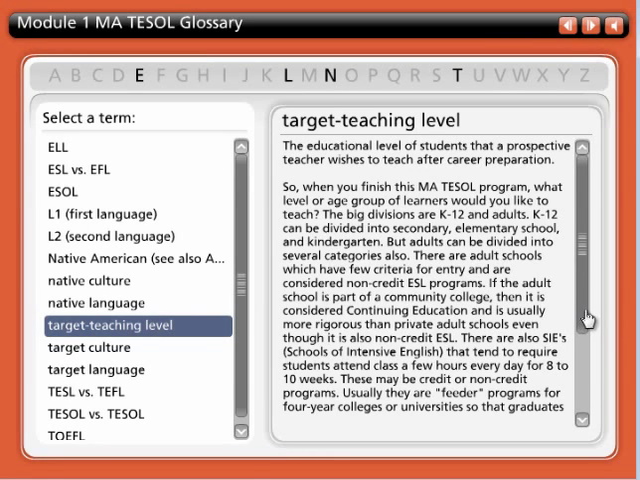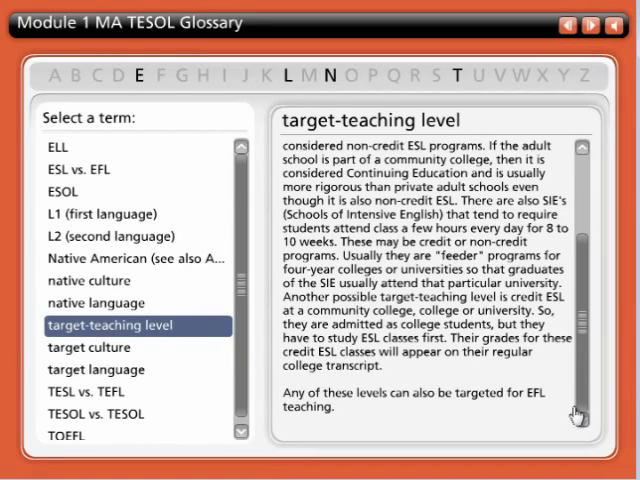There are also SIEs, Schools of Intensive English, that tend to require students attend class a few hours every day for 8 to 10 weeks. These may be credit or non-credit programs. Usually they are feeder programs for four-year colleges or universities, so that graduates of the SIE usually attend that particular university. Another possible target teaching level is credit ESL at a community college or university.